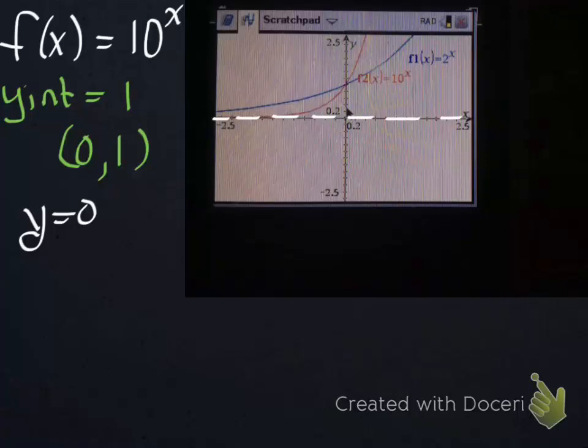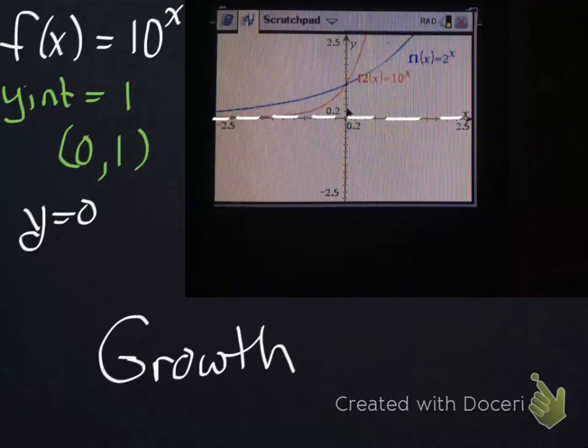A lot of times you'll see these problems involving rabbit populations. These will show up on the ACT, so make sure you pay attention to the rules of these things if you want to go on to take the ACT. So these are growth, because it's growing as I go to the right.